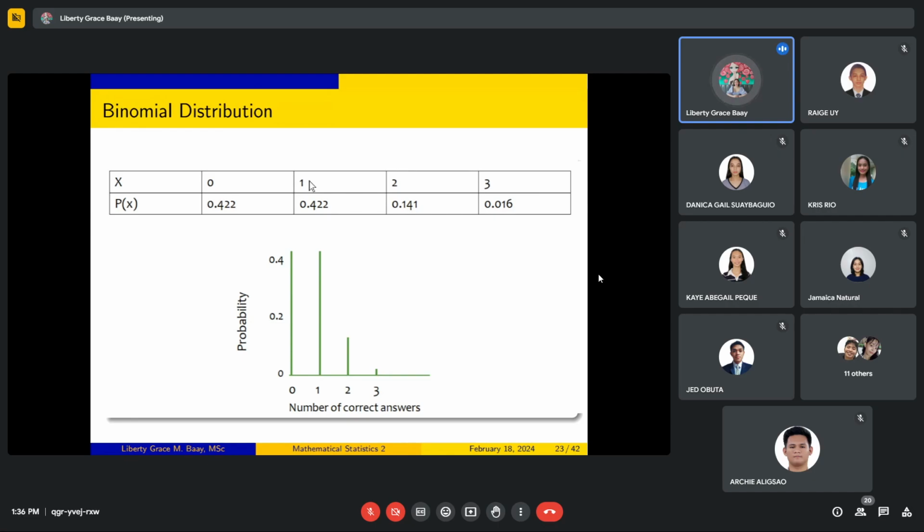Same when our x is equal to 1, and the probability of getting exactly two answers correct is 0.141, and getting exactly three answers correctly is 0.016. Okay? Here is the graph. It is discrete, so it is not continuous.